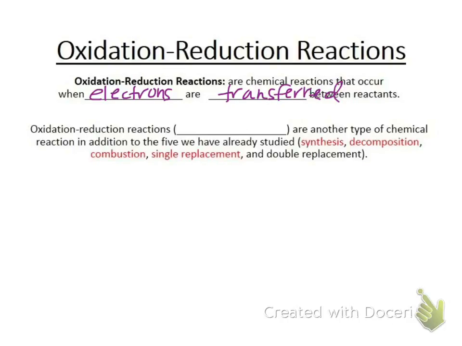Okay, the oxidation reduction reactions, like we said, we call them redox, are another type of chemical reaction. This is in addition to what we've already studied, but you'll see that the ones I have in red, synthesis, decomposition, combustion, and single replacement, are already redox reactions. We just didn't study them that way because we didn't talk about electron transfer. Double replacement reactions are not redox.